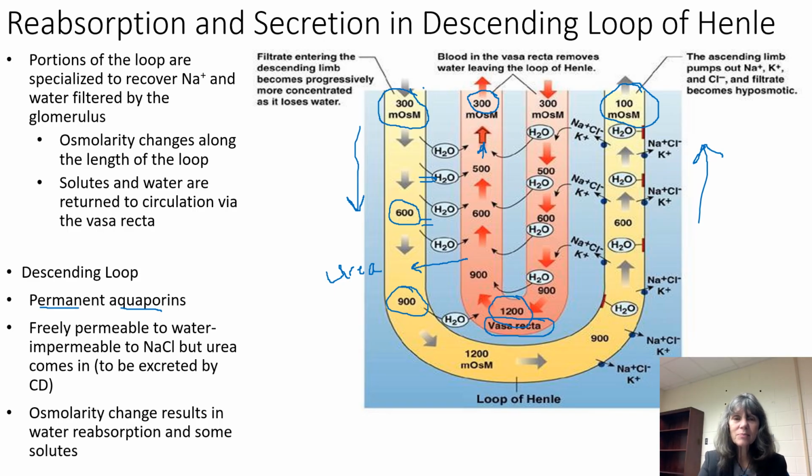So again, the osmolarity in the descending limb is going to change as water is reabsorbed. Now, some solutes can go with the water, but it is impermeable to salt. Not a lot of solutes are going to go with it. Let's take a look at the next part of the loop of Henle.